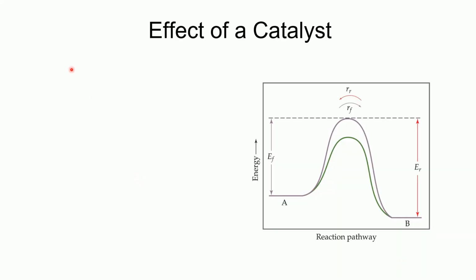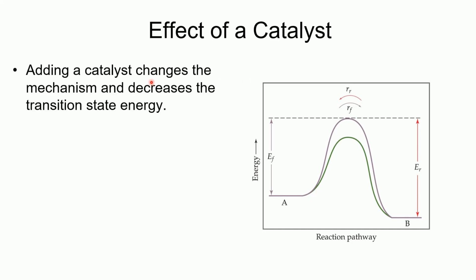All right, and our final thing that we want to look at is the effect of a catalyst. So adding a catalyst changes the mechanism of the reaction, and by changing the mechanism, we're going to decrease the transition state energy. So the transition state energy is the energy at the top of this curve. This is the uncatalyzed reaction, and here is the transition state energy of the catalyzed reaction. So by adding a catalyst, it will change that transition state energy.